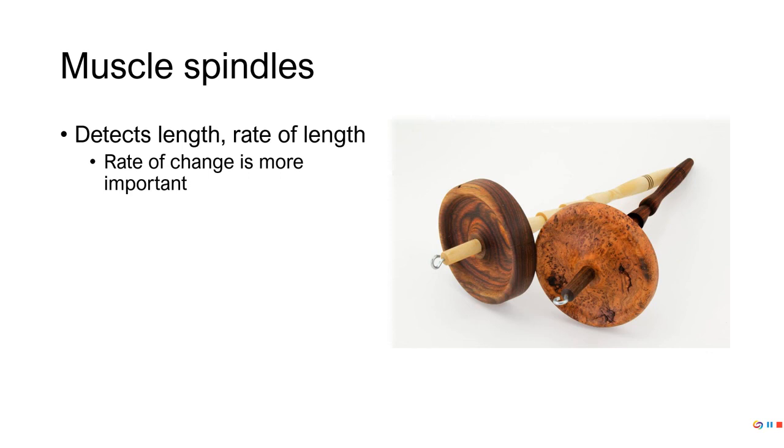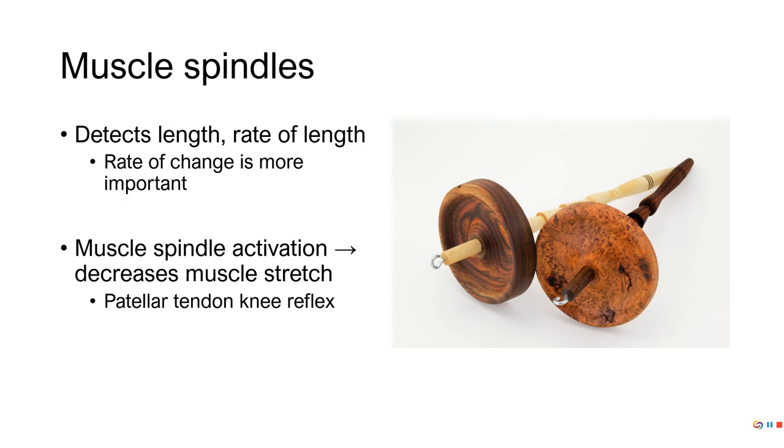Really the rate of change is what it is most activated by. When a muscle spindle is activated, we decrease the muscle stretch. For example, the patellar tendon knee reflex: you get hit on the knee, that stretches your muscle out, your quads, lengthening them, not that much, but it's just doing it quickly. So your spindle activates, which ultimately causes quadricep contraction.